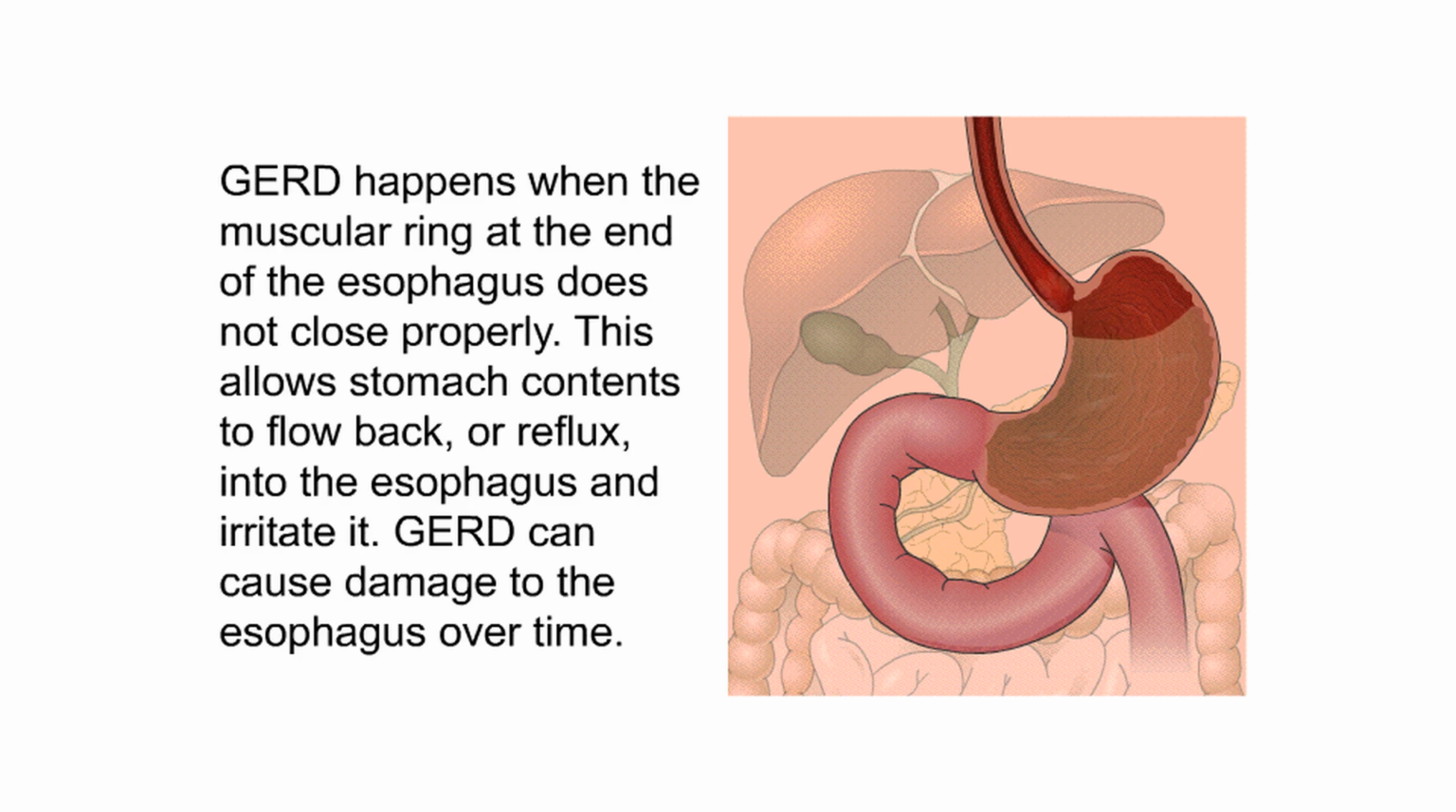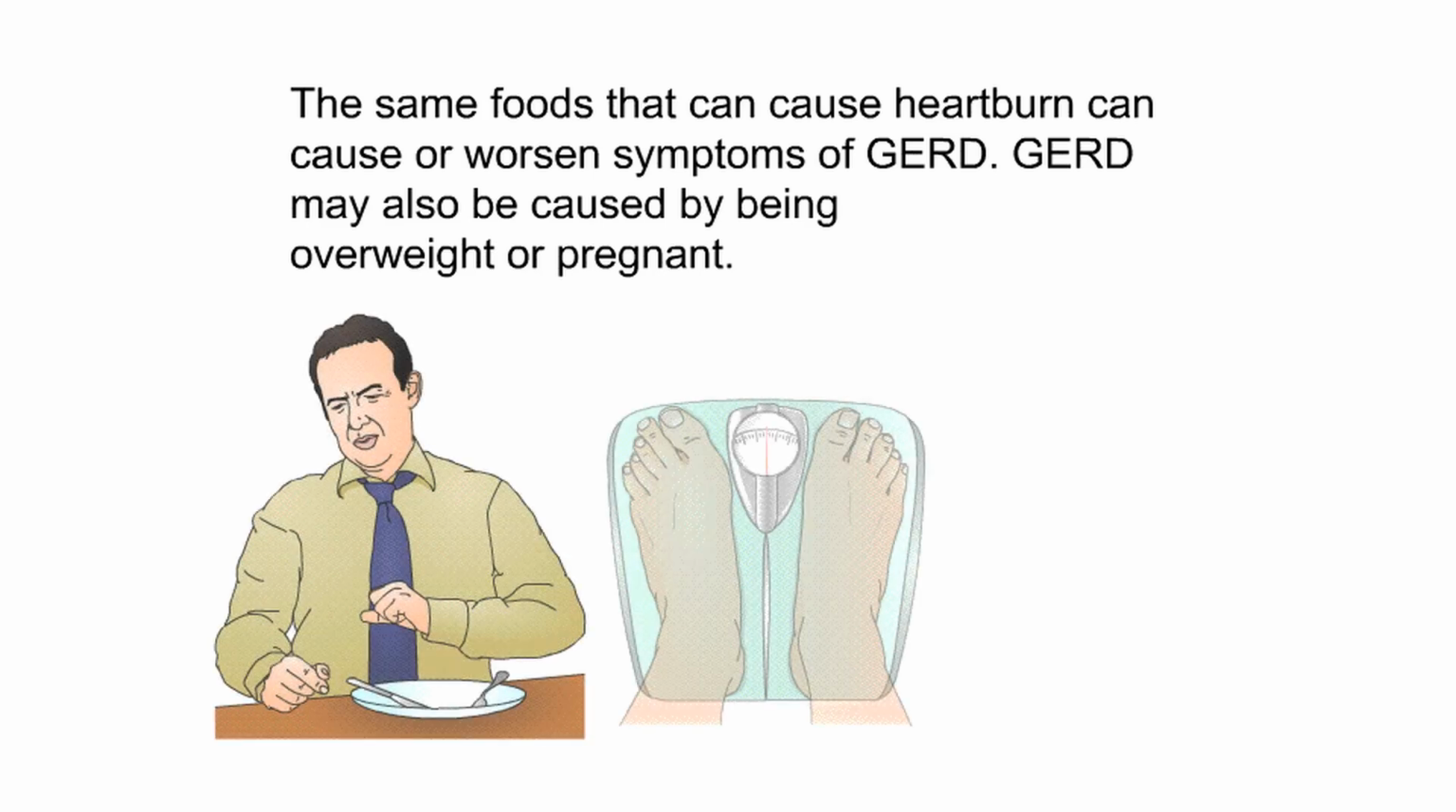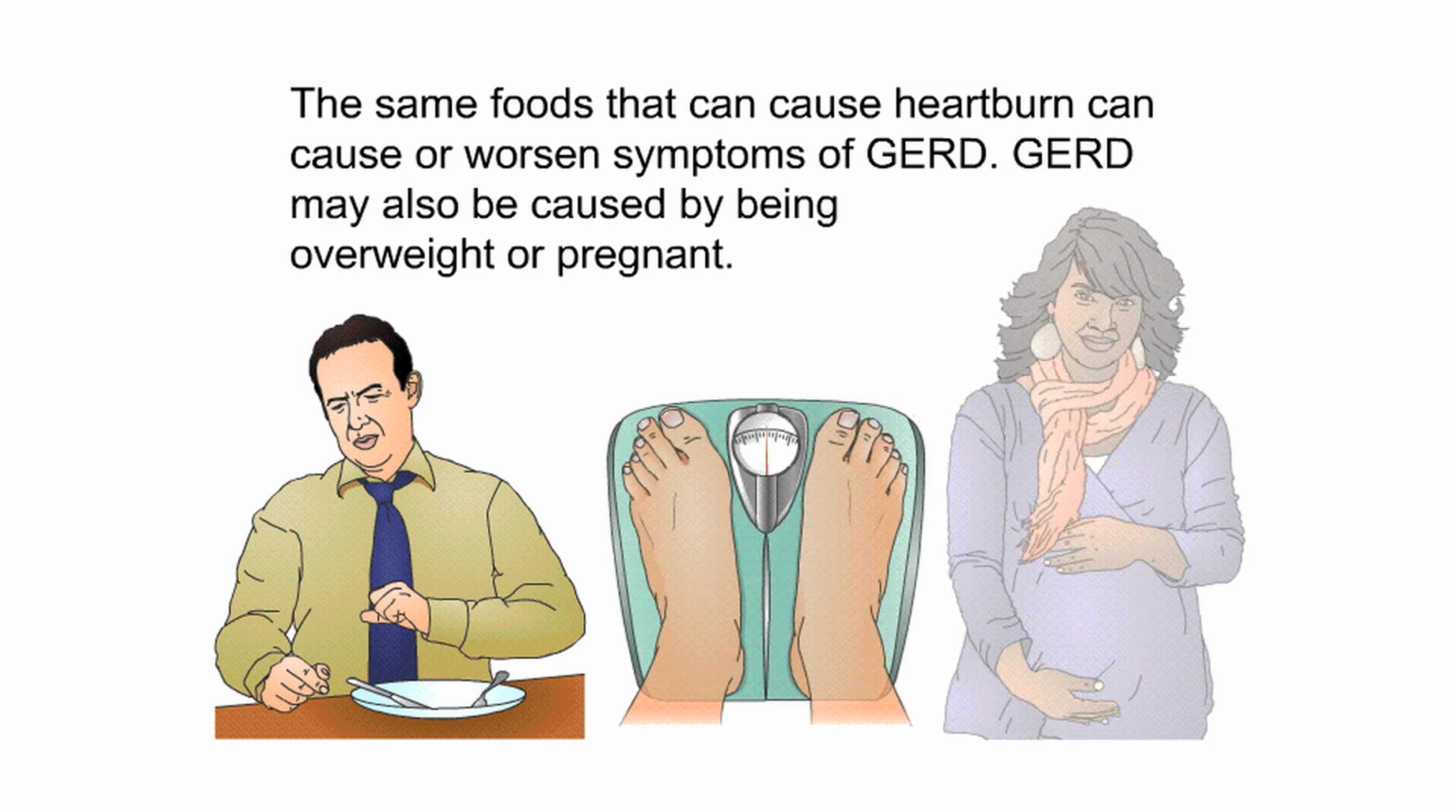GERD happens when the muscular ring at the end of the esophagus does not close properly. This allows stomach contents to flow back or reflux into the esophagus and irritate it. GERD can cause damage to the esophagus over time. The same foods that cause heartburn can cause or worsen symptoms of GERD. GERD may also be caused by being overweight or pregnant.